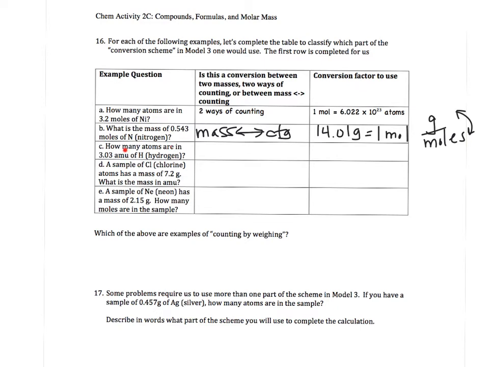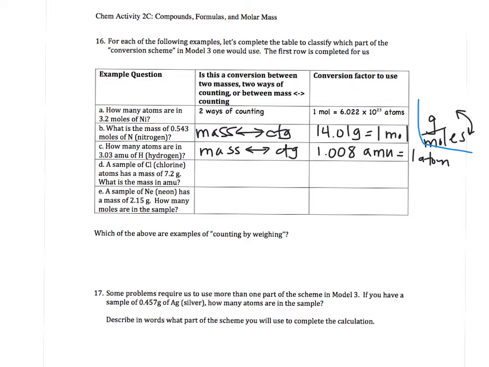Let's look at the next one. How many atoms are in 3.03 AMUs of hydrogen? So 3.03 is a mass. It's something we would weigh on a balance, and we want to know how many atoms. So this is going from a mass to counting. And in this case, we're dealing with hydrogen, and we're dealing with AMUs, so we're going to want the atomic mass. So we go to the periodic table, we find that that says 1.008, and that's going to be AMU equals 1 atom. I'm just going to do this so that it's clear that that's just kind of an annotation.